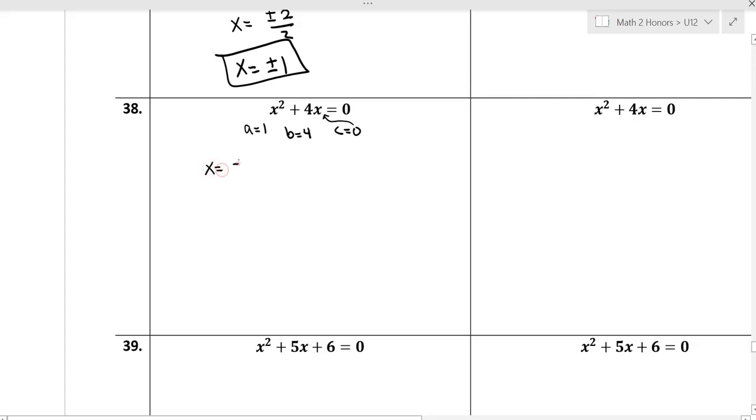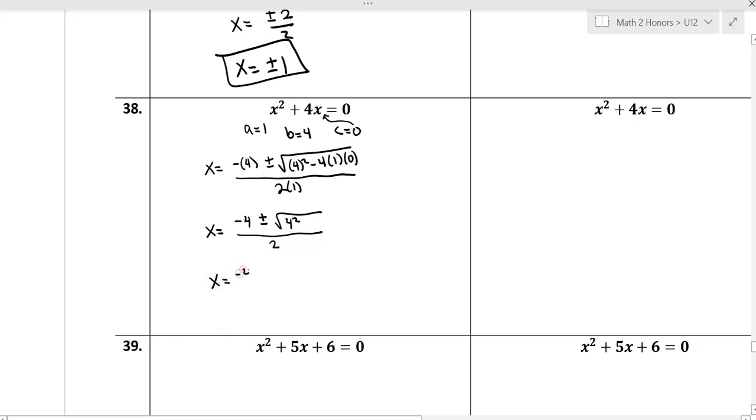X is equal to negative b plus or minus the square root of b squared minus 4 times a times c all over 2 times a. And we're going to simplify this. Negative 4 plus or minus the square root of 4 squared, and then the remaining part 0, all over 2, which is x is equal to negative 4 plus or minus 4 over 2.